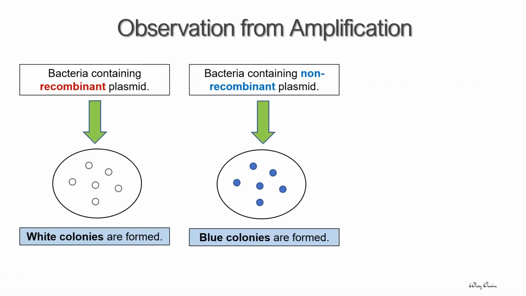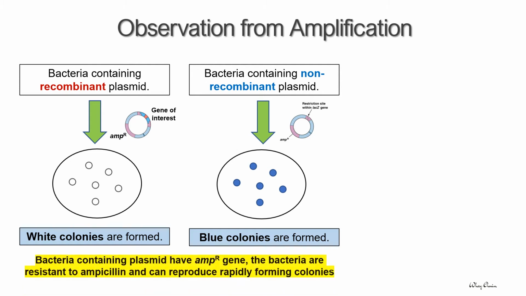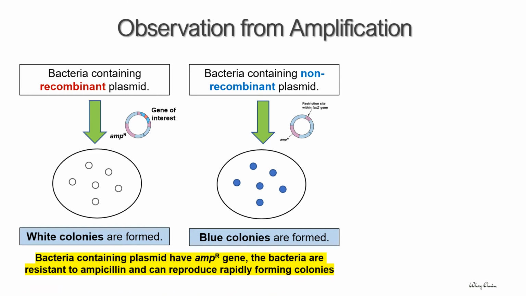So from the amplification in step 4, we will notice the formation of white colonies and blue colonies. These are formed because the bacteria, no matter which bacteria they are, contain either the recombinant plasmid or non-recombinant plasmid. As long as the plasmid is found in the cytoplasm of the bacterial cell, they carry the gene of ampicillin resistance. So the bacteria will not be killed by the ampicillin. They are able to survive in the agar plate and reproduce to form colonies.